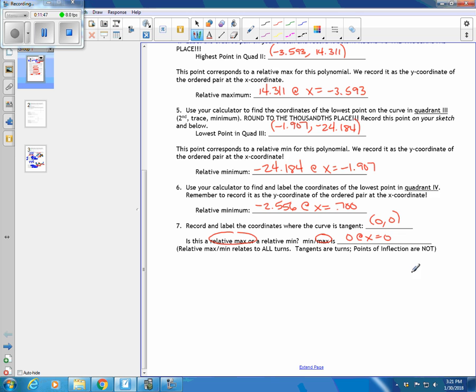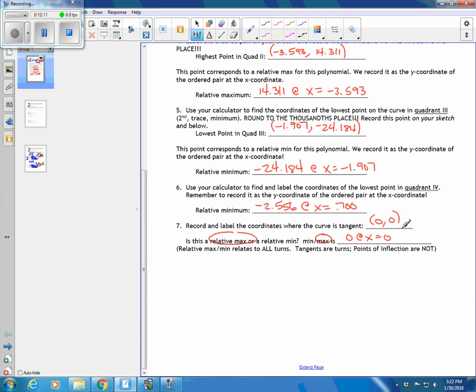Okay, so when you're finding relative max and relative mins, you need to find the coordinates of every single turn. Tangents are turns. Points of inflection are not. Remember, with points of inflection, you're acting like you're going to turn and then you keep going in the same direction. So you do need to find the coordinates of your tangents, but not your points of inflection. Okay, that is not a turn or a change in direction.